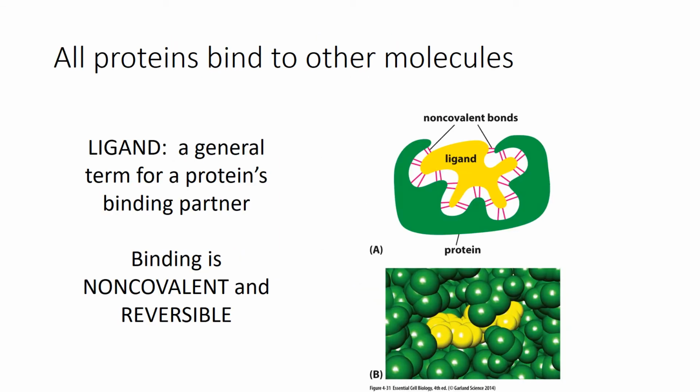Proteins in cells do their jobs by binding to other molecules. The molecule that a protein binds to is generally referred to as its ligand. The ligand may be a molecule of any different type that must bind to the protein. The binding, however, is non-covalent, so it consists of weak interactions, such as we've talked about earlier, so that binding can be reversible.